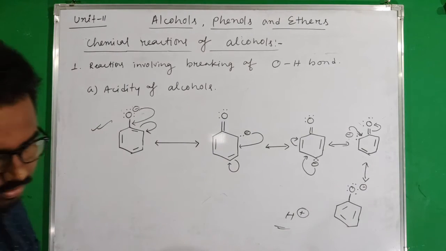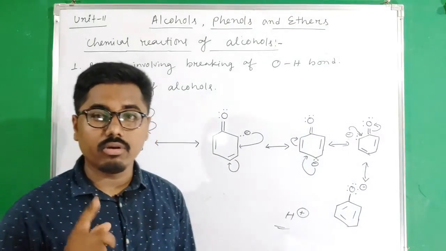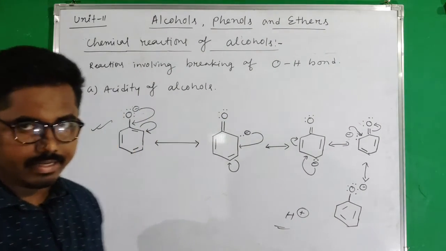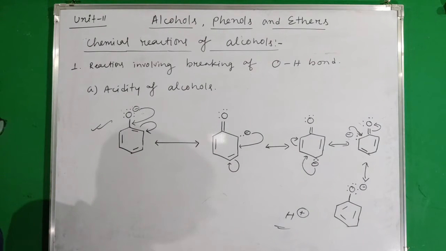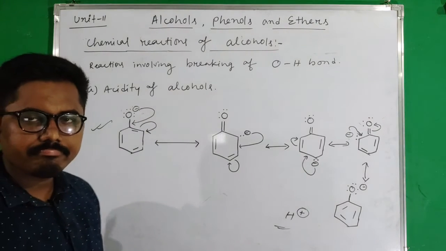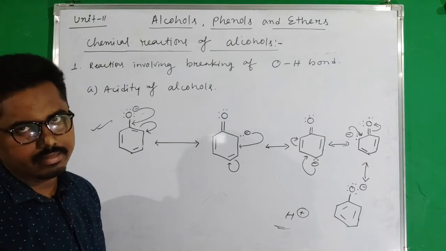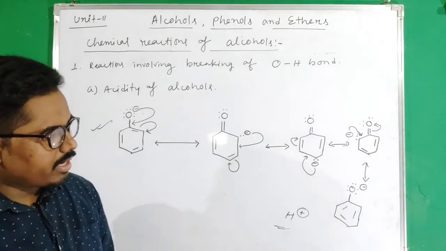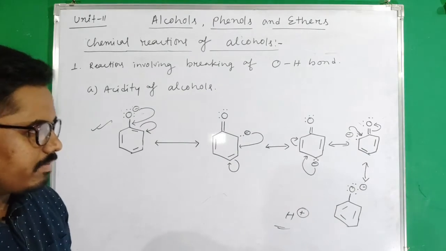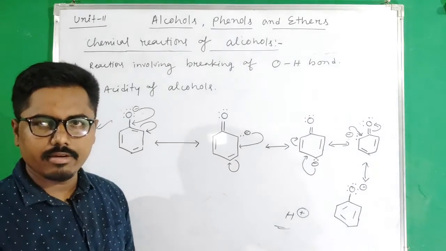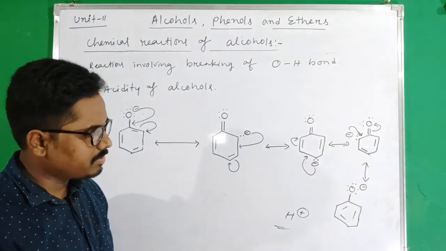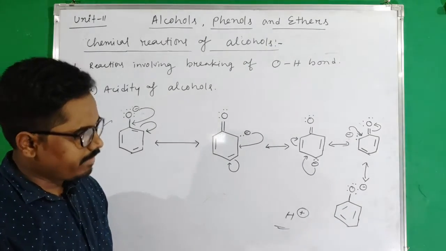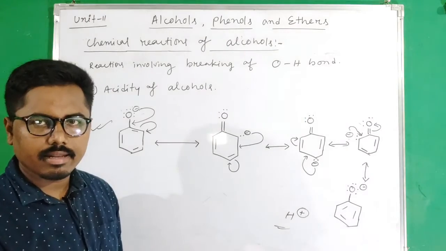So if an exam question asks, explain why phenol is more acidic than alcohol, you have to write that in case of phenol, the phenoxide ion is stabilized by resonance, and hence the H positive will not again combine with the phenoxide ion. Therefore in this solution free H positive ions are present, and hence phenol is more acidic than alcohol.